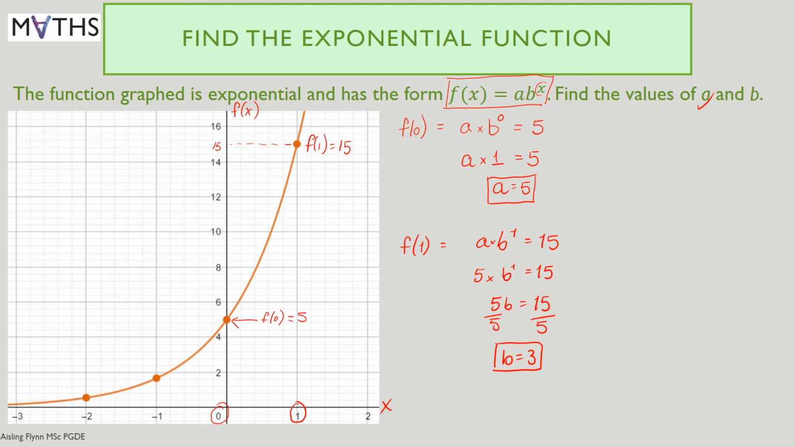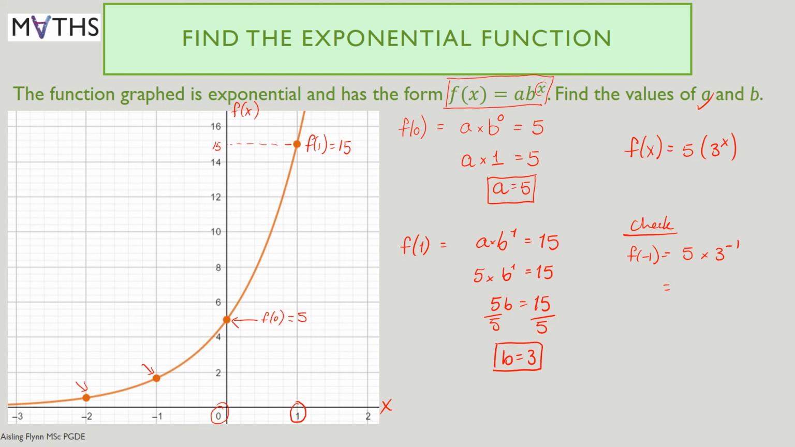Okay, so now I have the unknown parts of my function, and I can say that f of x equals 5 times 3 to the power of x. And we can check that with our other 2 points and see does it look right. So when x is minus 1, I can do f of minus 1, which is 5 times 3 to the power of minus 1. And you can do that on your calculator.